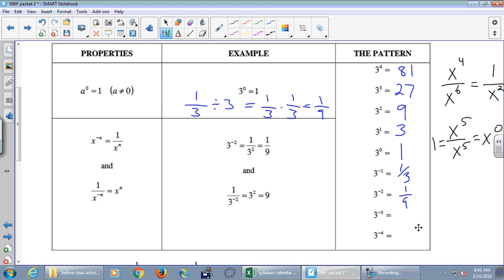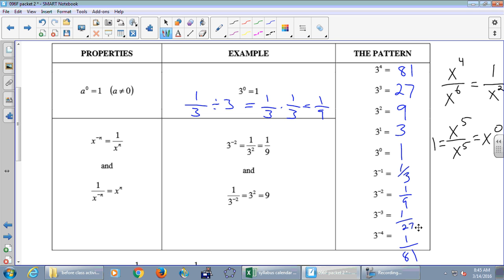and then divide by 3 again. What do we get? 1 over 27, and divide by 3 again, 1 over 81, right? And so if we're going to define these negative exponents to be anything, I think we got to define them as they are in the table.